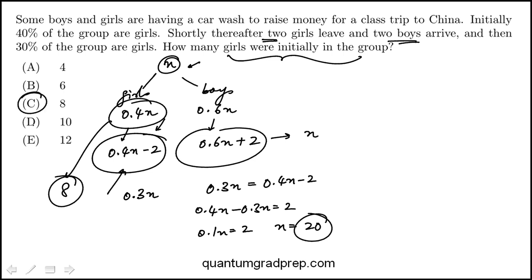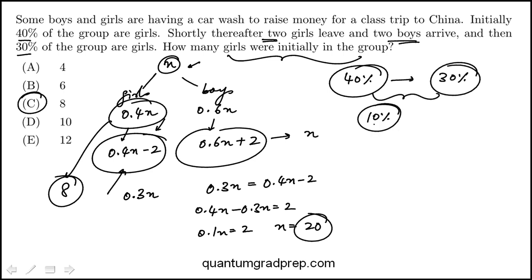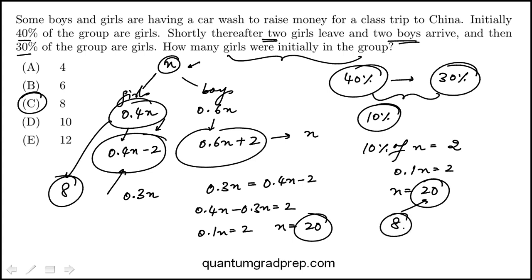Another shorter method here is that because the total number of boys and girls doesn't change, and we're given that there were 40% girls to begin with, and then there are 30%, that difference, 10%, is the number by which the number of girls changed, which means 10% of the total number, or 10% of n, is equal to 2. And this is, of course, more direct. So n is 20, and we can again answer that initially there were 40% of 20, which is 8.